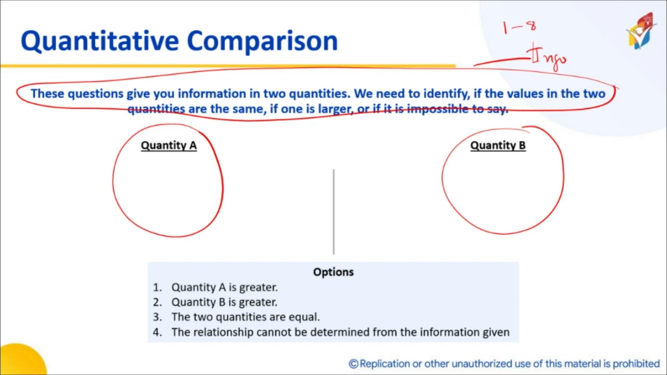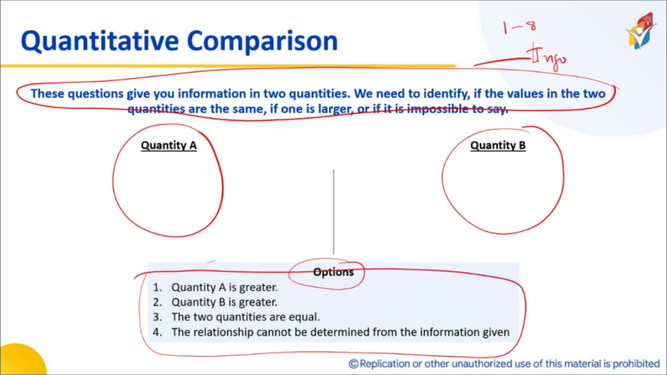In all of these questions, the options are always fixed. They are in the bottom and these 4 will always appear in the same order, no change. If quantity A is larger than quantity B, you will mark option 1. If quantity B is larger than quantity A, you will mark option 2. If both of them are always equal, you will mark option 3. And if the relationship cannot be determined, you will mark option 4. Depending on the information given here and what is present in the two quantities, you will end up with one of these 4 scenarios. There is no 5th scenario which is actually possible.